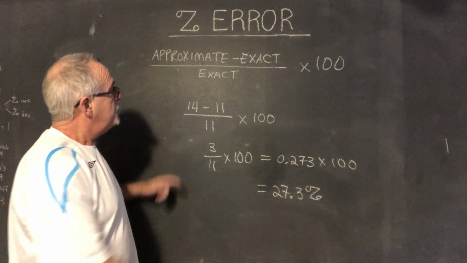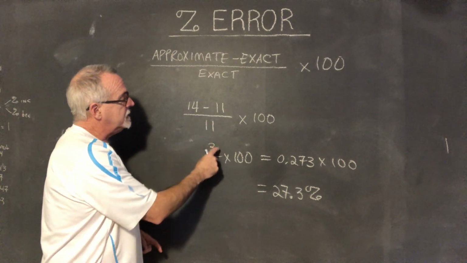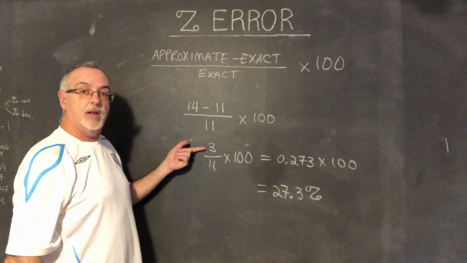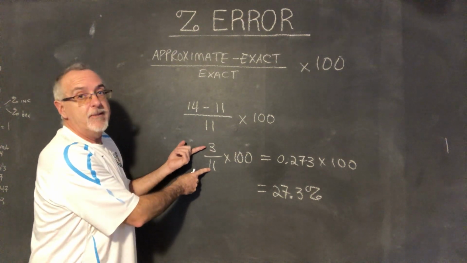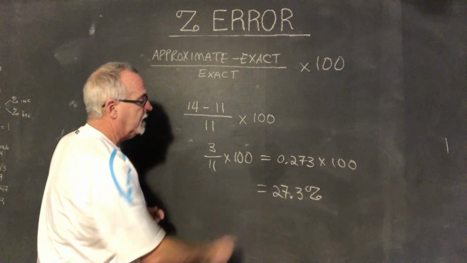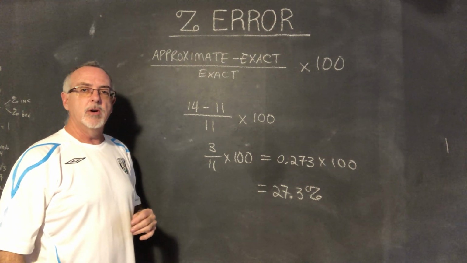So, because the difference of 3 is actually rather large when you compare it to the exact, which is only 11, this is why we ended up with a larger percentage. The guess was still pretty good, I think.